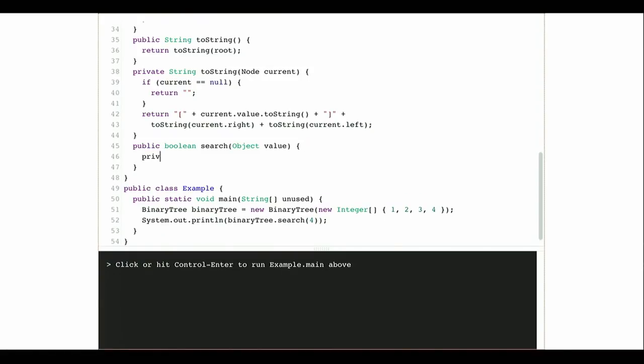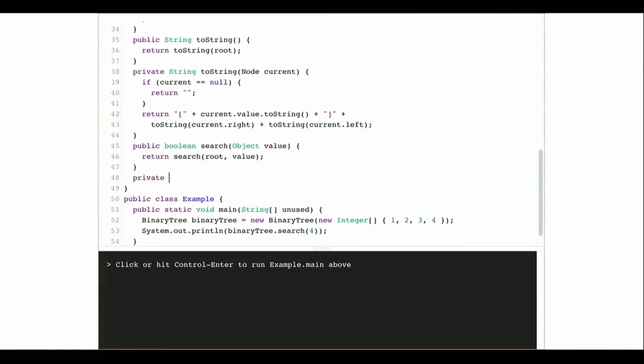So as usual, I'm going to restart my algorithm on a private version of this function that allows me to start at the root, so I can call it recursively. Here's the one that's actually going to do the work. I'm going to take the node, the current root of the tree, and the value to look for.